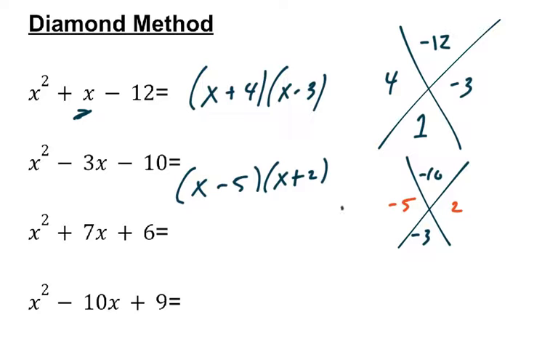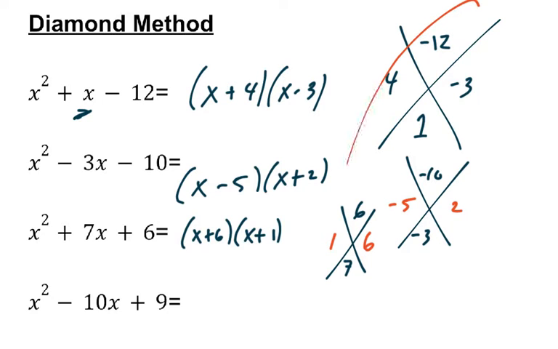Two numbers using the diamond method that multiply to 6 and add to 7. That one's pretty simple. I'm hoping that we know that right away. It's going to be x plus 6 and x plus 1. Notice that I was so quick, I didn't even write the two numbers on here, the 1 and the 6. It's one of those things that as you continue practicing these concepts, you get so easy at it. Sometimes you don't even need to write these diamond methods here on the right side.